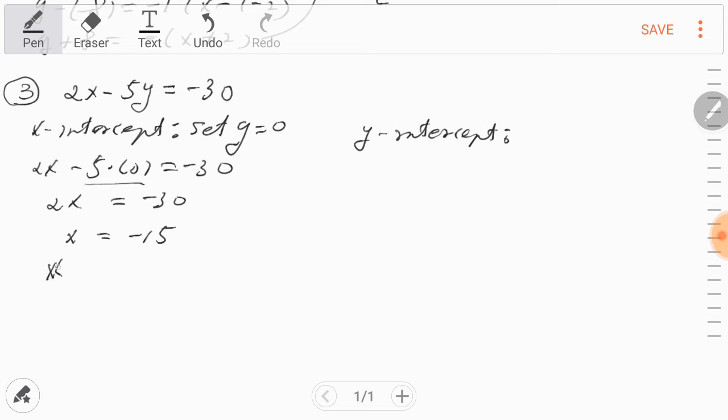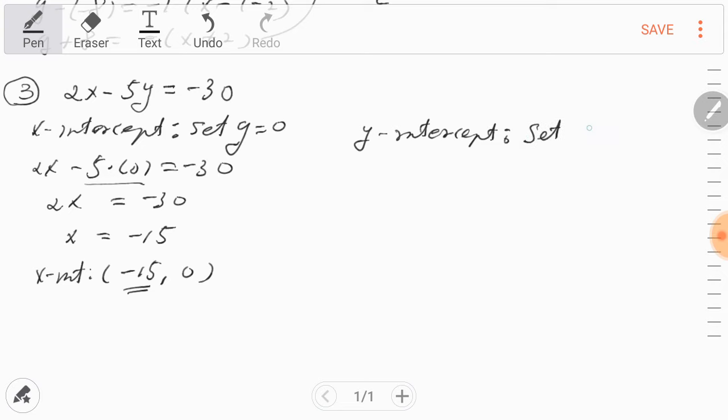The x-intercept is, let me write the x-intercept. The x value is negative 5, y value is 0. And the x-coordinate of the x-intercept is negative 5. Okay, how about the y-intercept? How do you find the y-intercept?